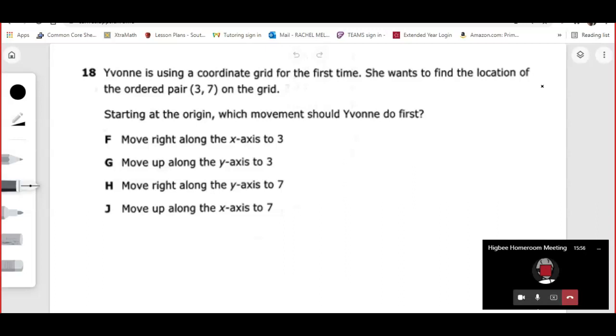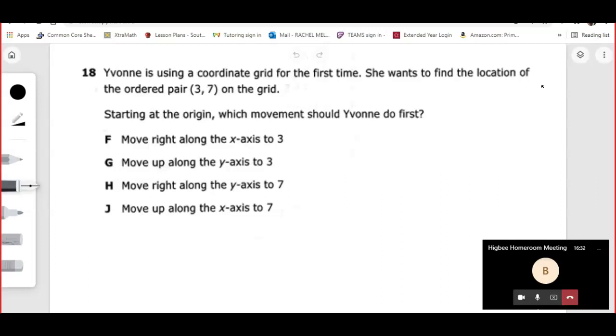Okay, so forget the answer choices right now. We have the ordered pair 3, 7. What do I say first? Starting at the origin, we move to the right 3 places on the x-axis, and we move up 7 places on the y-axis.